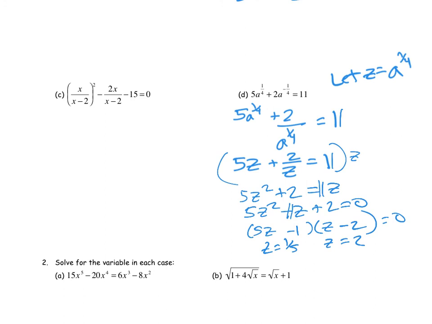And just don't forget to go back and solve for the variable in the initial problem. So a to the 1/4 equals 2, so a equals 16, or a equals 1/5 to the 4th power, which I could do out, but I won't right now. I think it's 1 over 625. Because 125, yeah, 1 over 625.